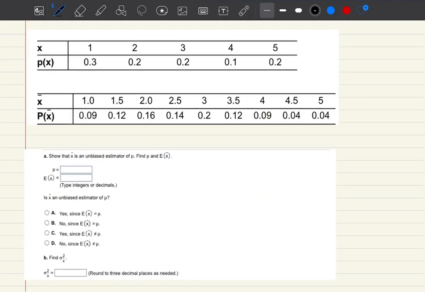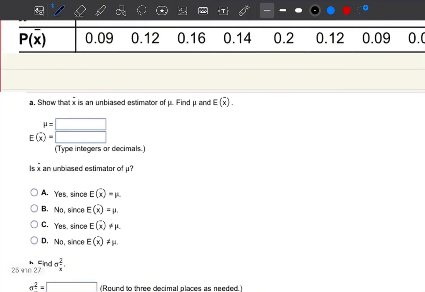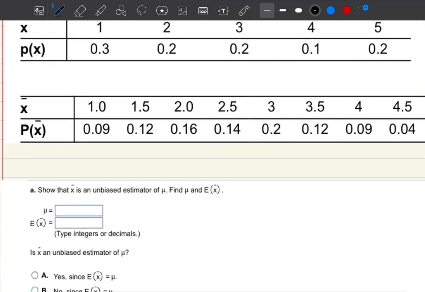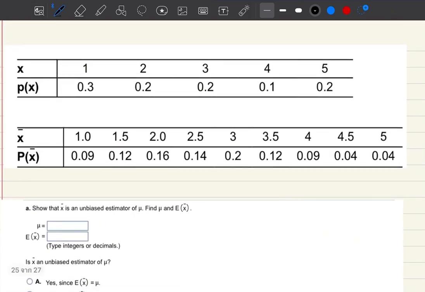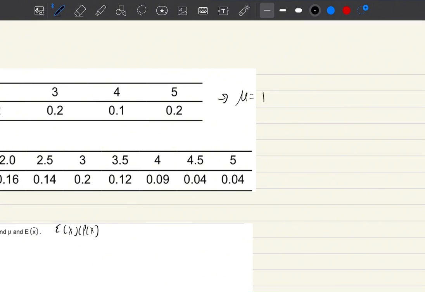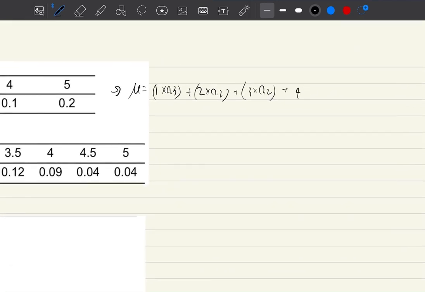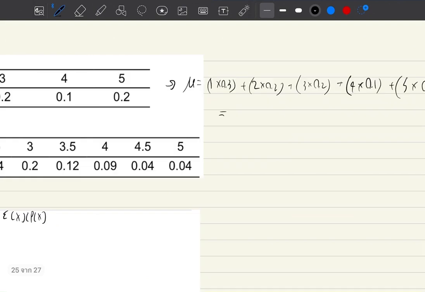Let's move on to the next one. Show that x bar is an unbiased estimator for mu. So find the mu and the x bar. So mu is sigma x times p of x. So from here, mu is equal to 1 times 0.3 plus 2 times 0.2 plus 3 times 0.2 plus 4 times 0.1 plus 5 times 0.2. This will equal 2.7.